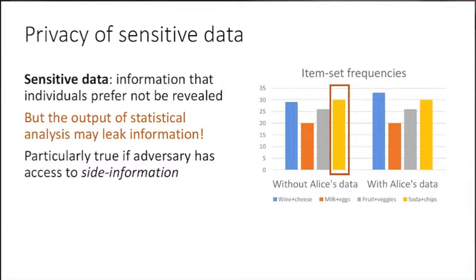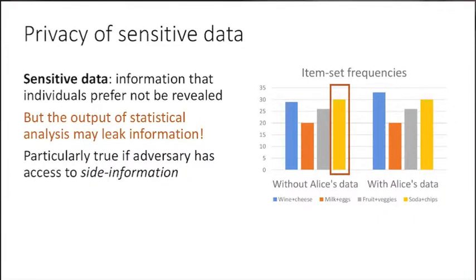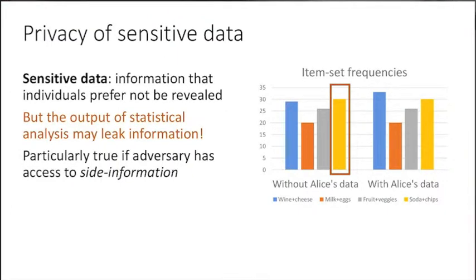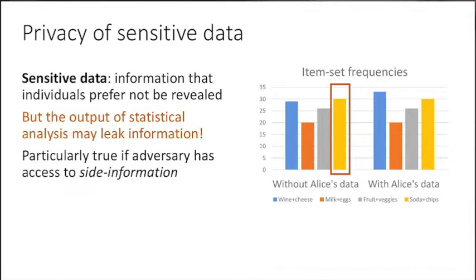So there was a big ordeal when Netflix ran their Netflix challenge and released the public data set. People were able to use side information, namely databases about other movie ratings, to infer things about individuals represented in the Netflix data set. And so that was sort of an unexpected compromise of privacy just from this public release of what they presumably thought was an anonymized data set.